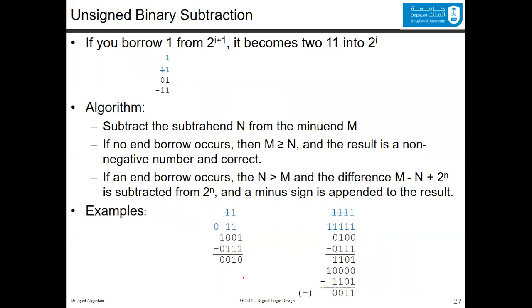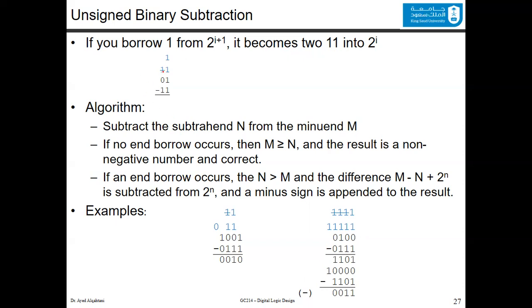Now, we will move to binary subtraction. After we finish the addition, where we discussed the half adder, full adder, ripple addition, and the carry look-ahead addition, we will move to the unsigned binary subtraction. There is something that I want to begin with. Because we will discuss the borrow idea, if you want to borrow 1 from the position i plus 1, which is 2 to the power of i plus 1, it becomes 2 ones in the next or the previous position, 2 to the power of i.